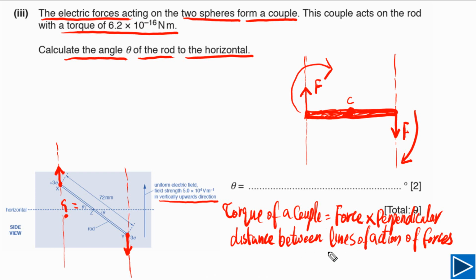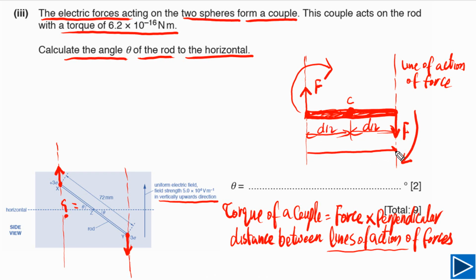So what exactly do we mean by line of action of force? This line is called the line of action. Line of action means the force is acting along this line. Now let's imagine this distance is d by 2 from the pivot, and this distance is also d by 2. So you can say the distance between the lines of action of these forces is equal to d. So tau in this case will simply be equal to F times d. So that will be the torque of a couple.